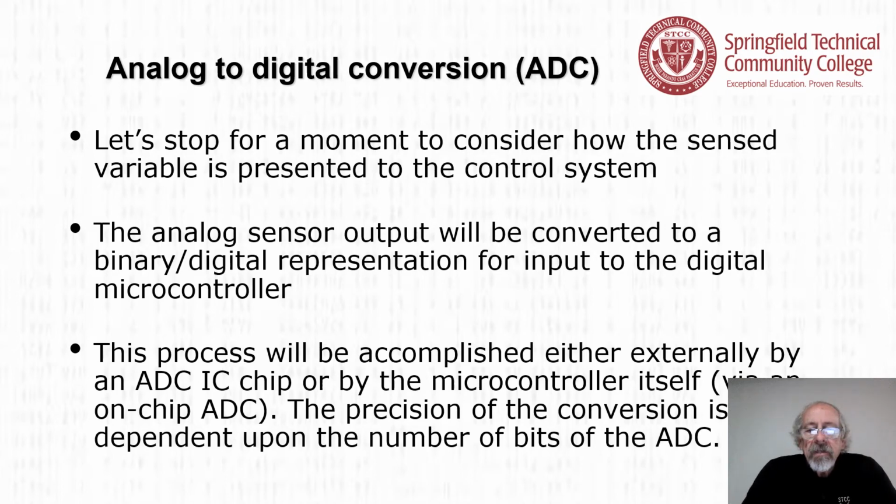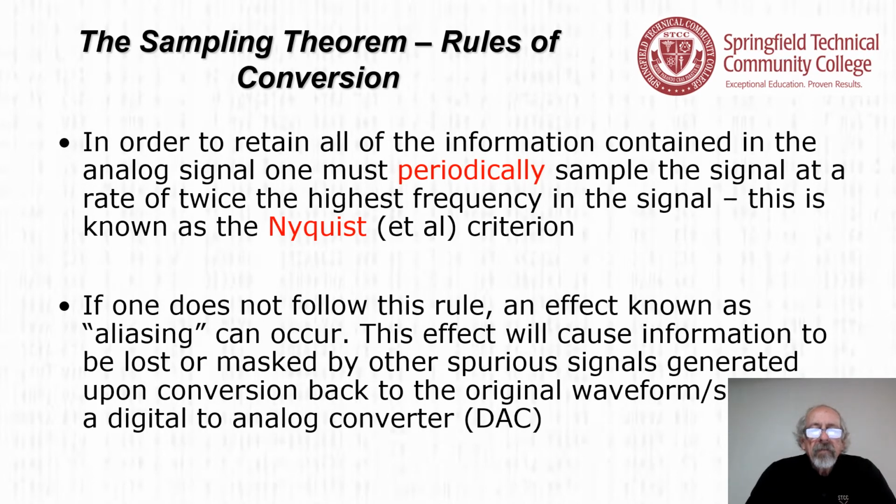This process will be accomplished either externally by an A to D converter IC chip, or by the microcontroller itself via, say, an on-chip A to D converter. The precision of the conversion is dependent upon the number of bits of the ADC. So before we get into how this happens, we should know about the sampling theorem, the rules of conversion. A long time ago, several people came upon this conclusion that in order to retain all the information contained in the analog signal, one must periodically sample the signal at a rate of twice the highest frequency in the signal. This is known as the Nyquist, and I put in there et al.